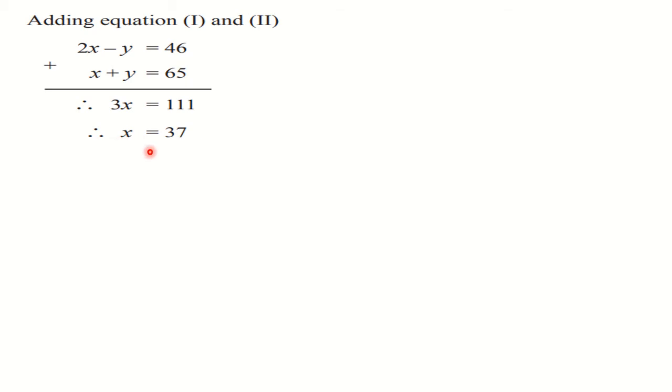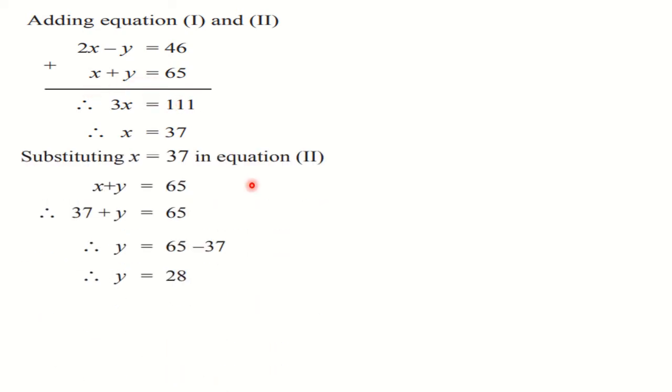Now let us put this value in equation 2. That is simple. Always choose the simpler equation. So we are choosing equation 2. We are substituting x is equal to 37 in equation 2. So equation 2 is x plus y is 65. In place of x we are writing 37. So 37 plus y is equal to 65. Next step, this 37 is shifted to the right hand side. So we got y is equal to 65 minus 37. That is y is equal to 28.